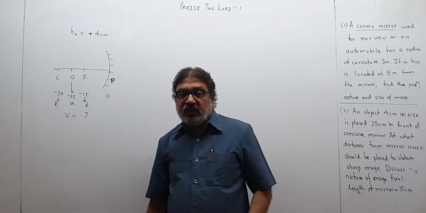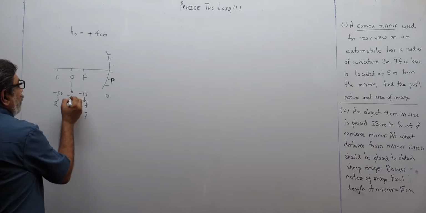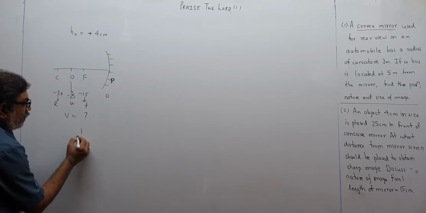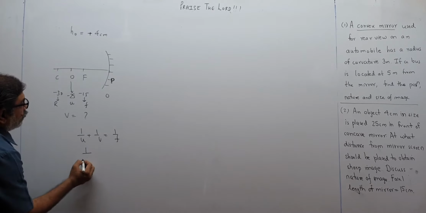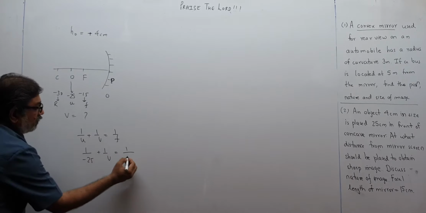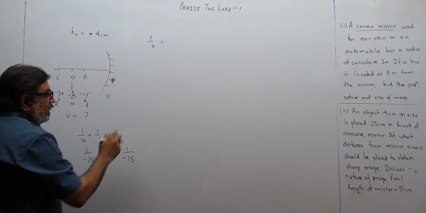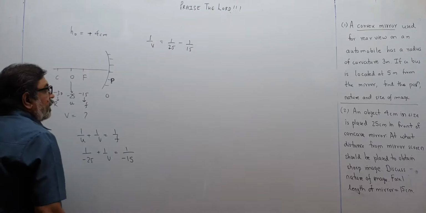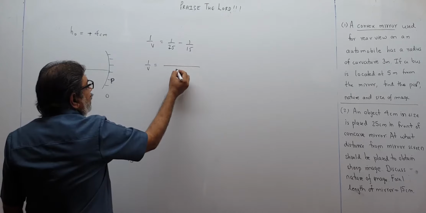Discuss the nature of the image, and the focal length of the concave mirror, 15 centimeter, is given. So all these things are given to us. F is given, U is given, R is given, we have to find out V. So the formula is 1 upon V plus 1 upon U is 1 upon F. So 1 upon U means minus 25, equal to 1 upon F, F is minus 15. So 1 upon V becomes equal to, see 1 upon 25 goes there, it becomes positive, 1 upon 25 minus 1 upon 15. So 1 upon V becomes, I take the LCM of 25 and 15.